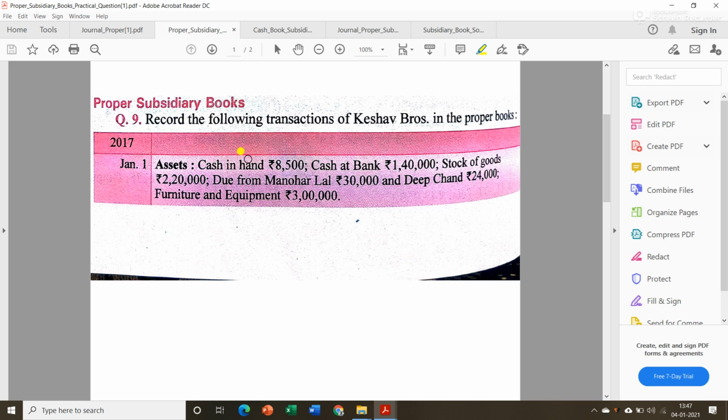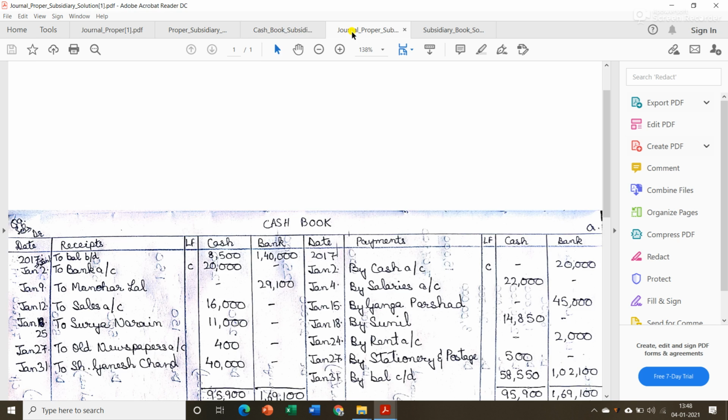So let us see. First we have on January 1 assets as well. Assets is given: cash in hand 8,500, cash at bank 1,40,000, stock of goods 2,20,000, due from Manohar Lal. That means we have to receive 30,000 from Manohar Lal. From Deepjan we have to take 24,000. Then furniture and equipment we have 3 lakh. Now this is known as opening entry, and as we have just seen in journal proper that opening entries are recorded in journal proper.